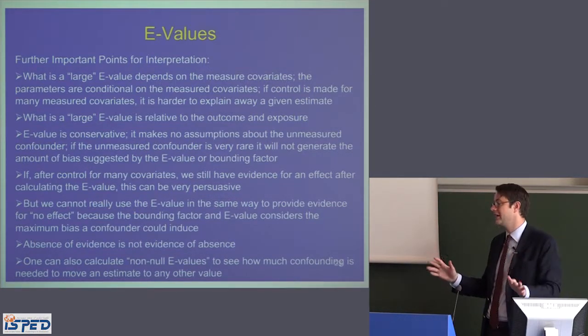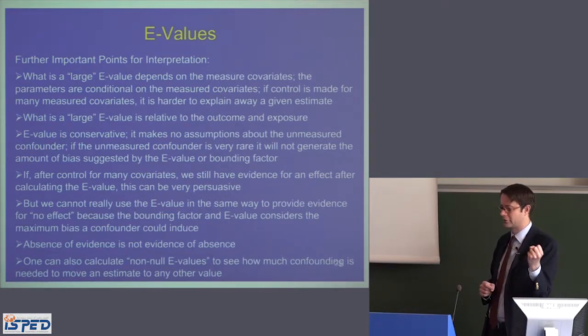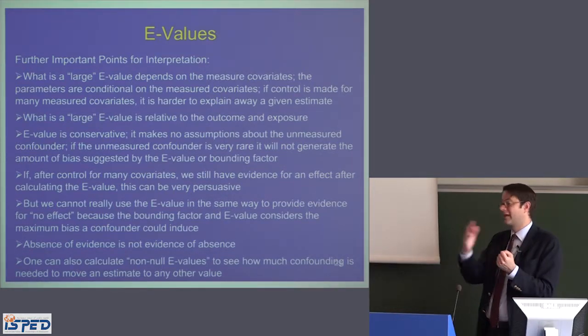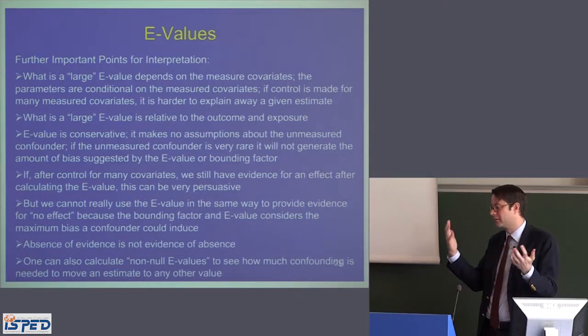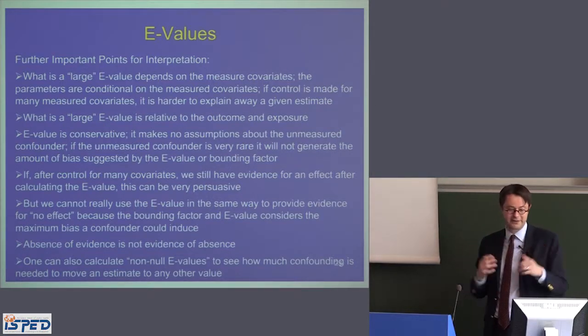Whereas if we hadn't controlled for any of those, and we were worried about unmeasured confounding, then even a large e-value might not be all that much evidence because we might think the residual confounding is still quite strong.